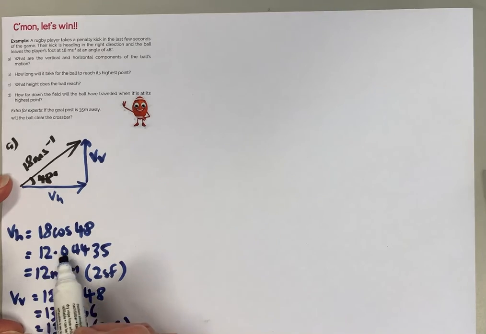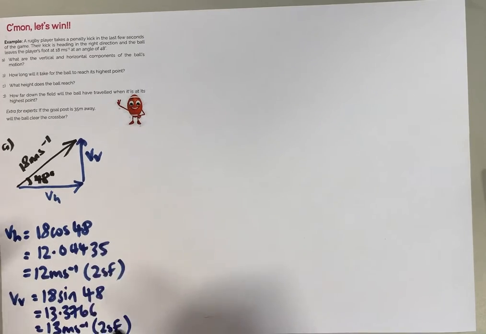Now there's a reason I've written all these numbers in, because we want our answers to be as accurate as possible through the question. So if we're using these numbers in any other part of the question, I'm going to use the unrounded one, because that is going to make my final answer more accurate.